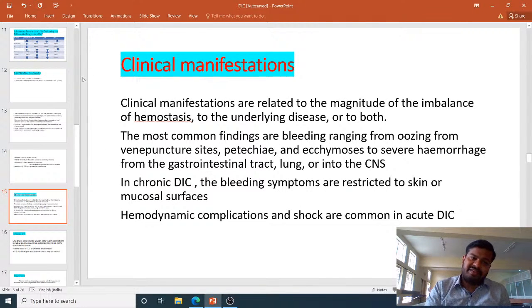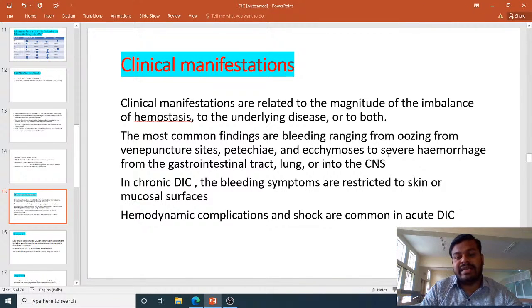So what clinical manifestations do we see? Clinical manifestations are related to the magnitude of the imbalance of the hemostasis. So the more the consumption of the clotting factors, and the more the reduction of the platelets, the more damage there can be. So it depends upon the magnitude of the imbalance of hemostasis. The more the imbalance of hemostasis, the more complications and the more organ damage you see in DIC due to the underlying disease.